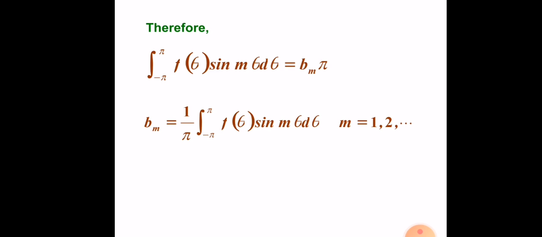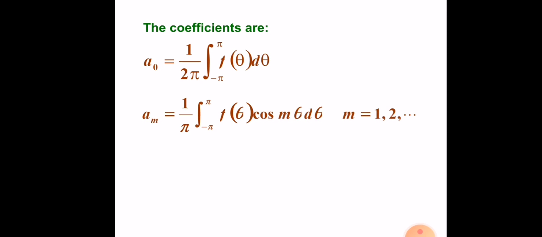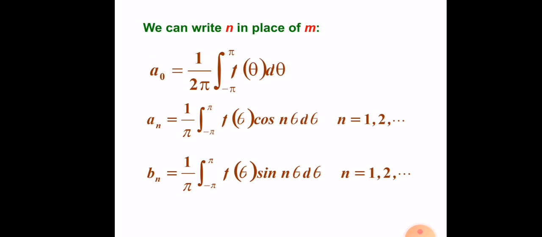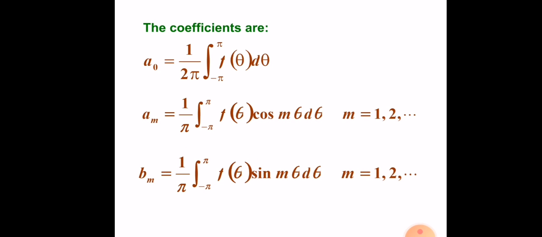Okay, so we have evaluated the coefficients a0, which is equal to 1 by 2 pi integral minus pi to pi f of theta d theta. Then am, it is equal to 1 by pi integral minus pi to pi f of theta cos m theta d theta. bm, it is equal to 1 by pi integral minus pi to pi f of theta sin m theta d theta. Okay, so all the coefficients have been calculated.